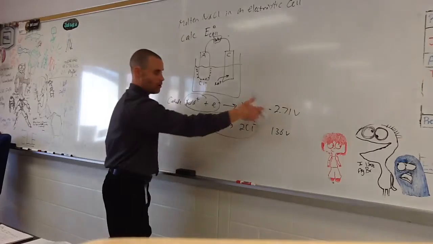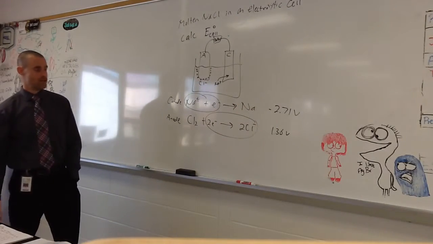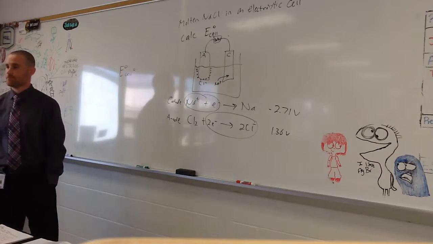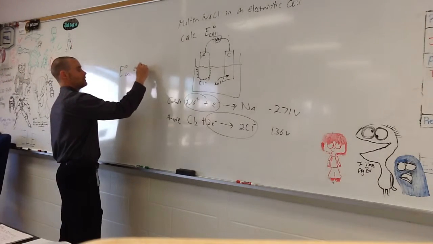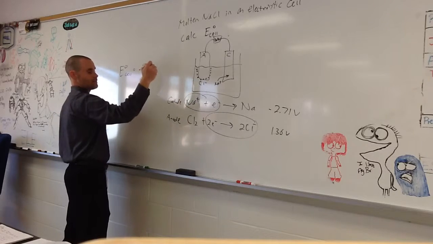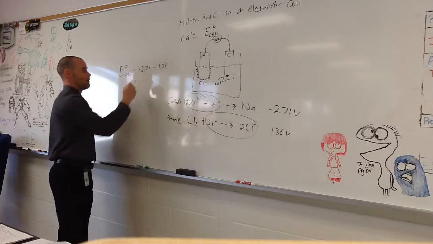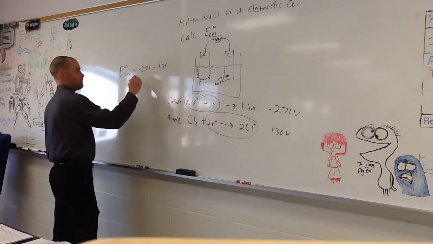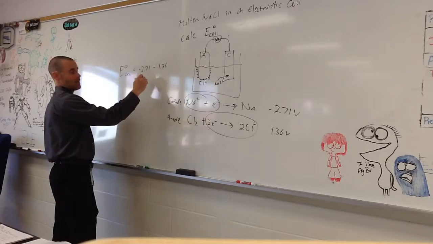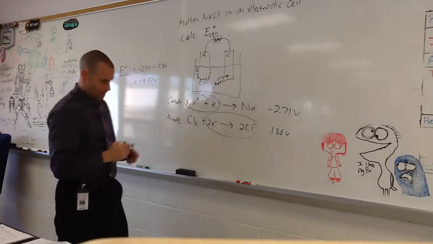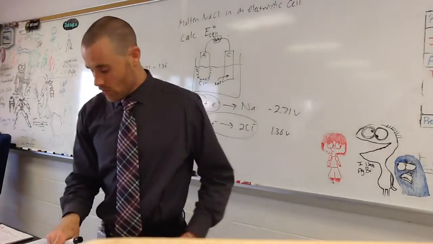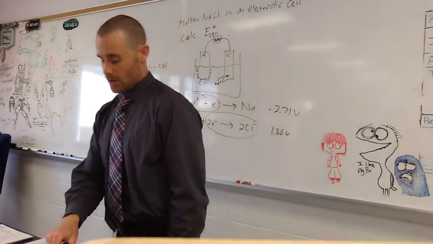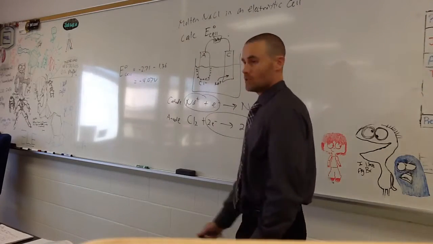So now that we know our voltages, how do we find the E cell? What do we subtract? What minus what? Negative 2.71 minus 1.36, and what do we get? Negative what? 4.07. Okay. All right, so that's exactly what's happening over here on page 844 in that top right. They already labeled it for us, but that's what's happening, yes.